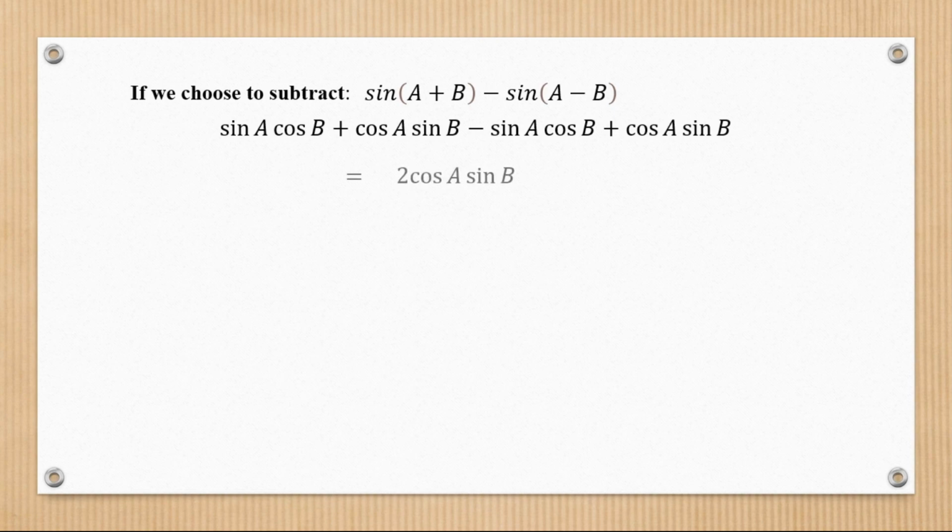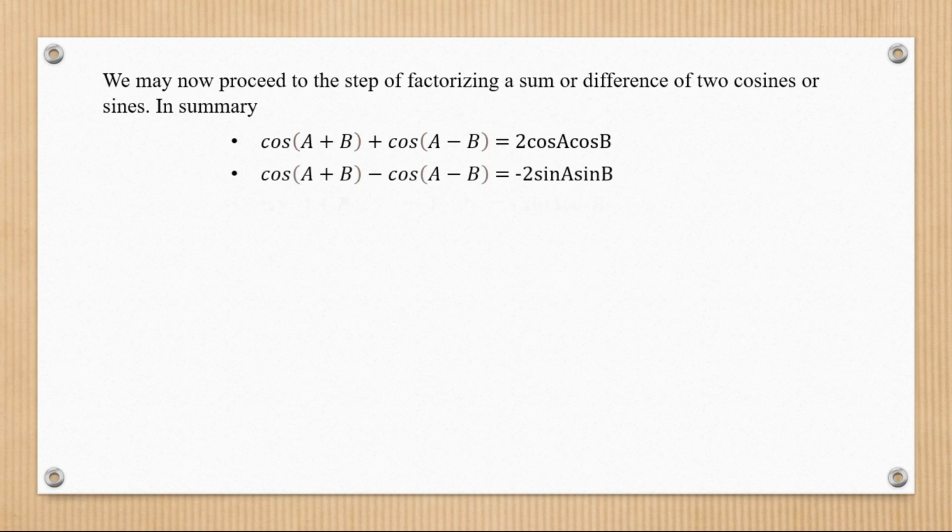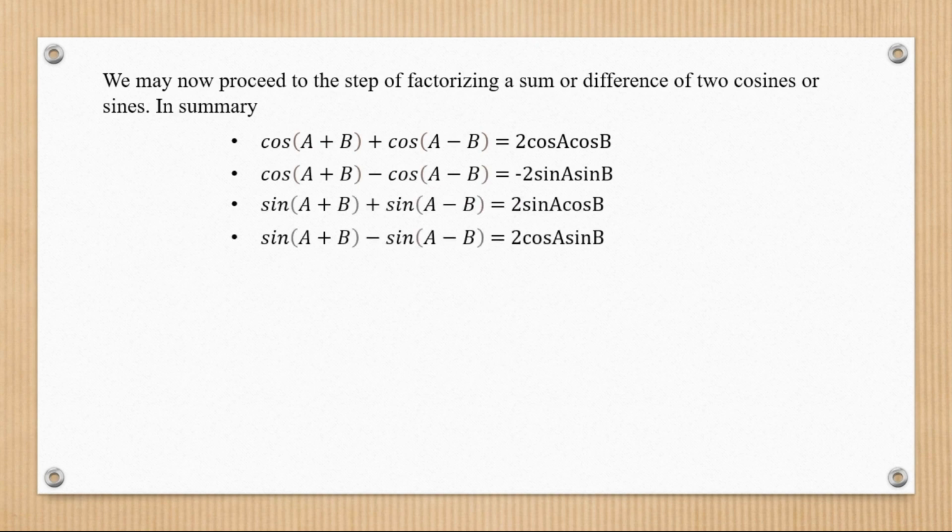Then we now have 2 cos A sin B. That's how we derived another formula. Alright, now we're going to proceed to the other step of factorizing a sum or difference of two cosines. So this is it in summary. This is what we derived in summary. This is what we've just derived.